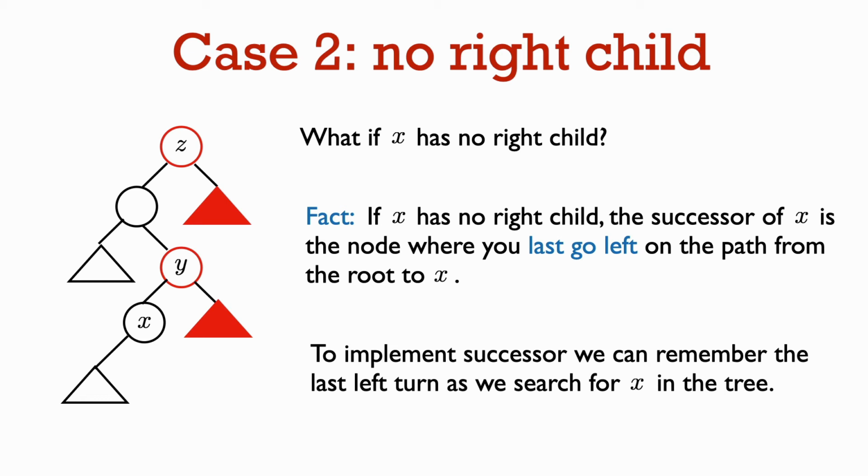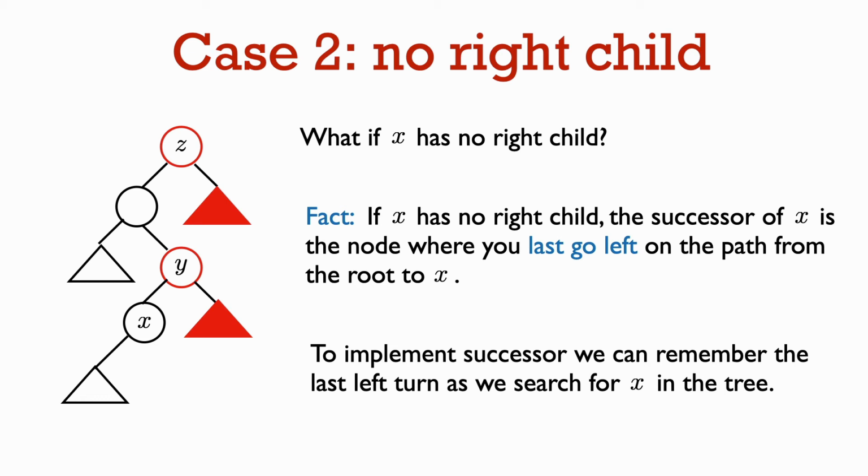We can implement this by modifying our contains algorithm, which, recall, starts at the root and walks down the tree comparing x with the key at the current node, and then moves to the left child or right child accordingly until it finds the node containing x.